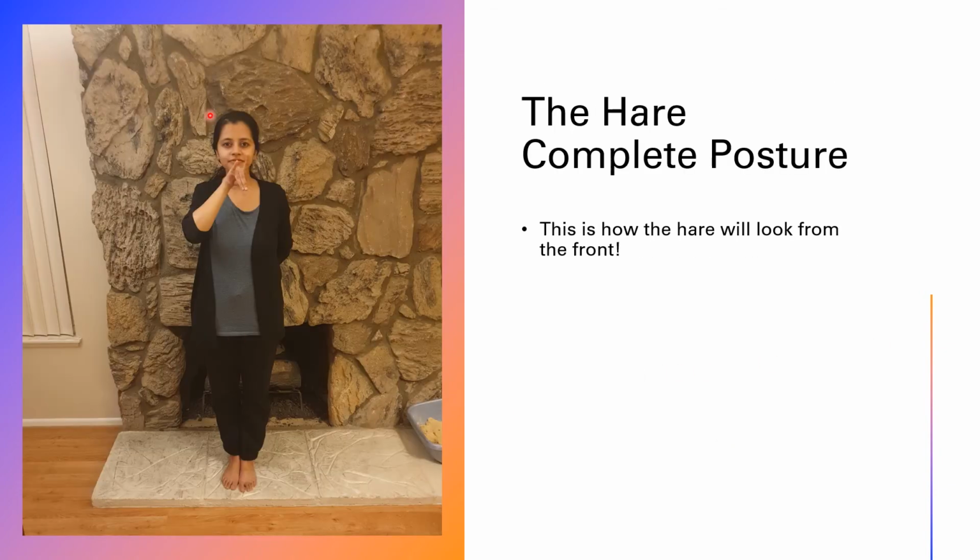So now this is the complete hare posture. This is how the hare is going to look from the front. You can see that I have the Simha-mukha gesture right below my chin. It is symbolizing the face of the hare. And you can see that my left hand is tucked at the back. You of course cannot see the back yet, but that is the tail. And we generally don't get to see the back of the hare from the front, right?